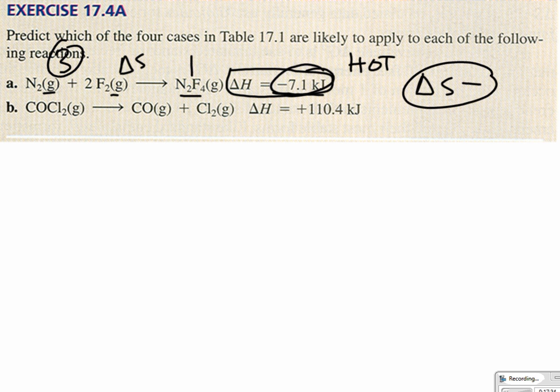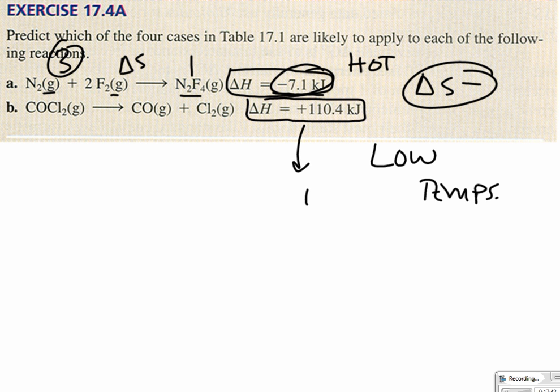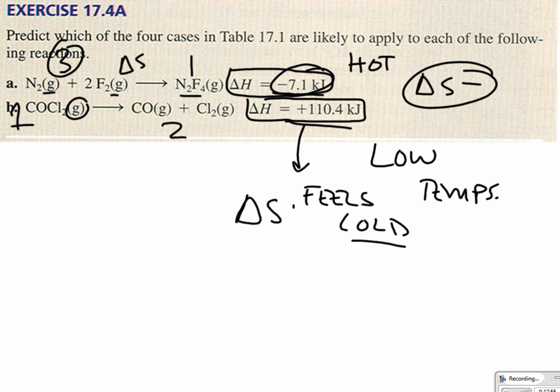If I look at this one, see how my delta H is positive? This would feel cold because whenever delta H is positive, it feels cold. So then when I look at my delta H is positive, my S goes from 1 mole to 2 moles. So my S is positive. Again, they have the same sign, so temperature matters. So this is going to be favorable at high temps. Thermodynamically favorable at high temperatures.